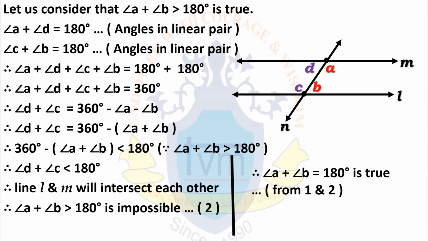So here I have proved it: the sum of interior angles formed on one side of a transversal is supplementary. Similarly, I can prove that angle C plus angle D equals 180 degrees.